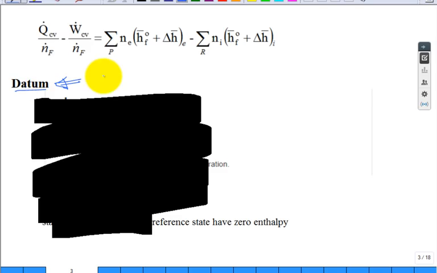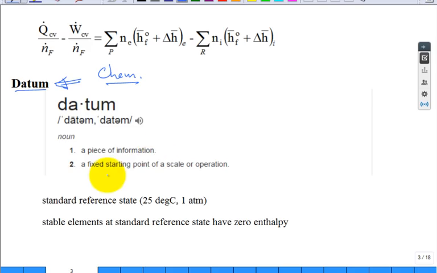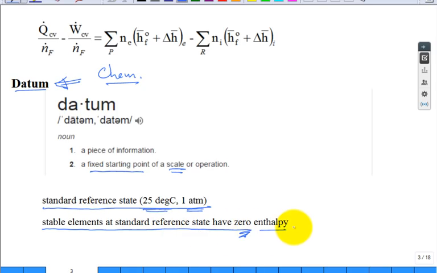A lot of it is the chemists. Maybe you remember this from a chemistry class. So, datum, that's the fixed starting point for a scale, in this case, an energy scale. The standard temperature and pressure is 25 degrees C and 1 atm. That's kind of like the worldwide average surface temperature and pressure. And they pick stable elements at the standard reference state that have a 0 enthalpy, and then the chemists worked hard to figure out what's stable and what's not.